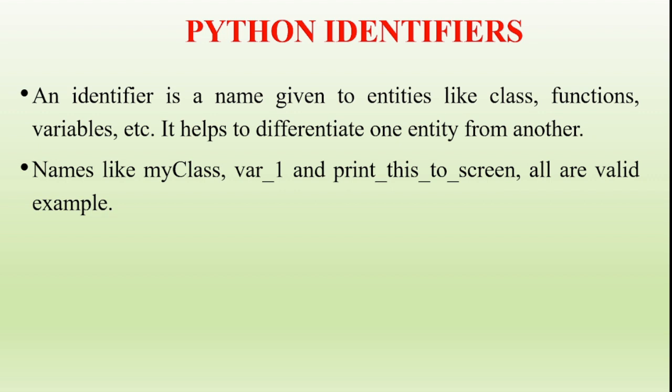Identifiers always start with an alphabet, uppercase or lowercase, or an underscore. Identifier name must not start with any white space or special characters. Identifier name must not be similar to any keyword. Identifier names are case sensitive. Some examples of Python identifiers I will explain in Python IDLE.